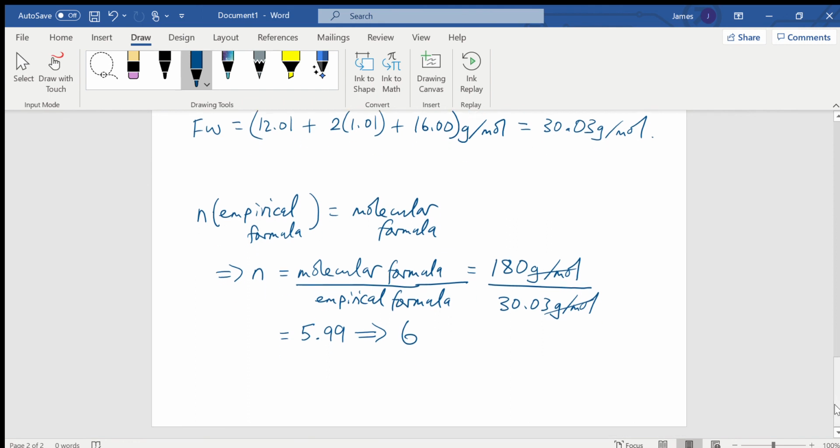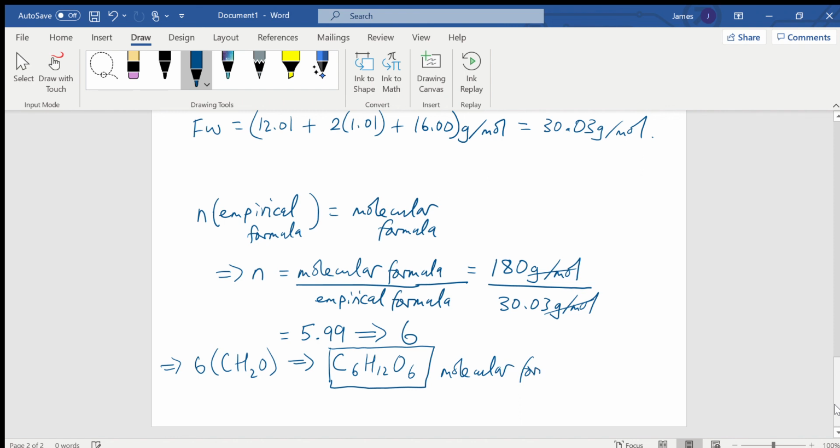So finally, all this work is going to pay off. So we know that we've got to scale our empirical formula by 6. And that's going to give us C6H12O6 as our molecular formula, which, for what it's worth, is glucose.